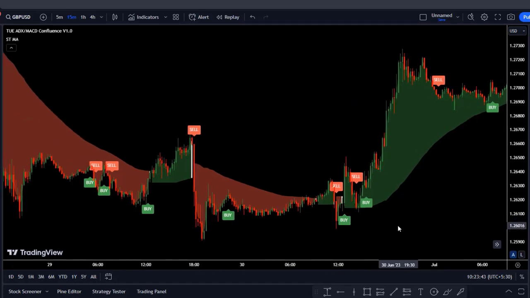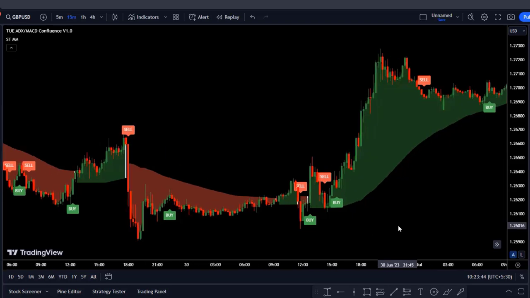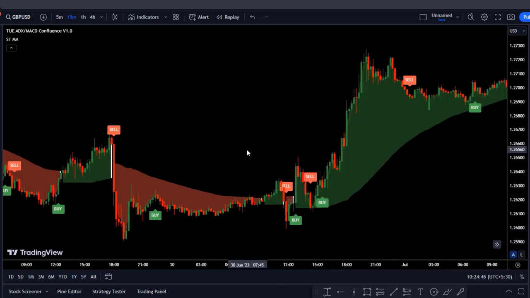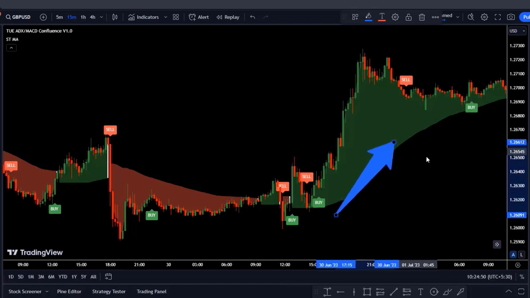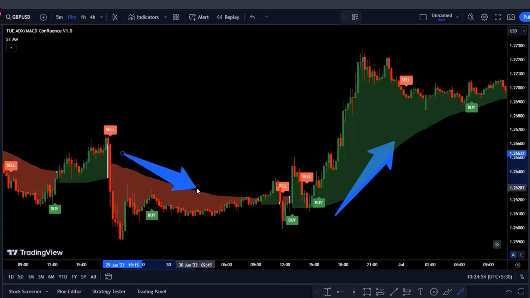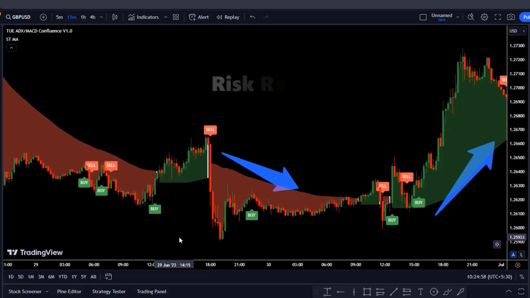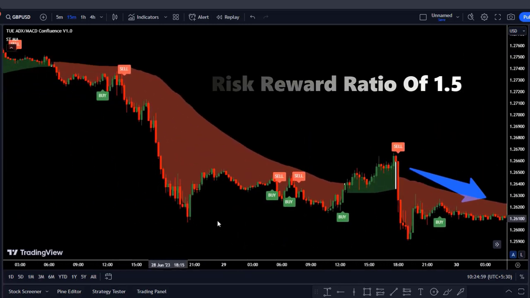In the end, I'll introduce another incredible indicator that will undoubtedly blow your mind. But before we get to that, let me show you how you can effectively utilize these indicators to maximize your trading opportunities. We'll utilize the super trend indicator to detect long-term trading opportunities. Whenever it turns green, we'll open a long trade and hold it until it turns red. For short-term trades, we'll rely on the ADX-MACD confluence indicator, aiming for a risk-reward ratio of 1.5.